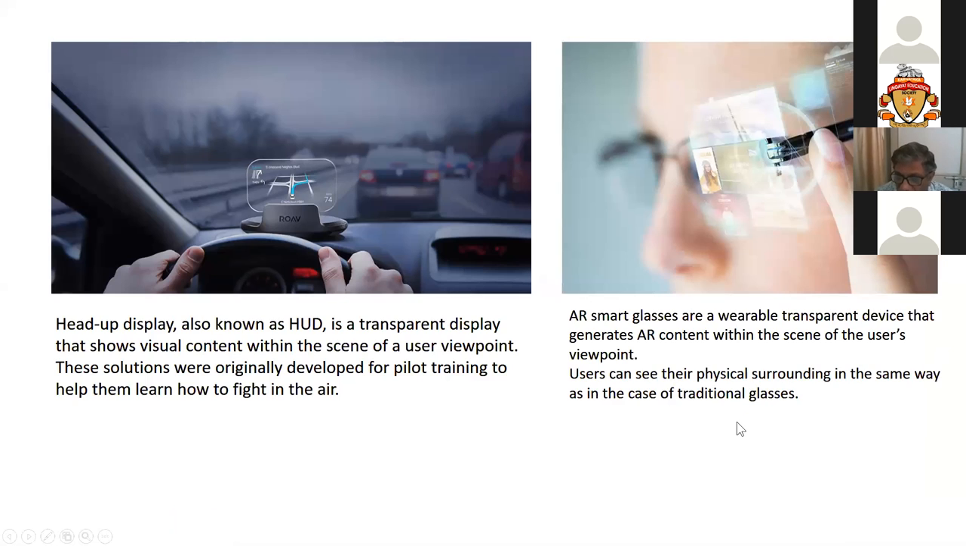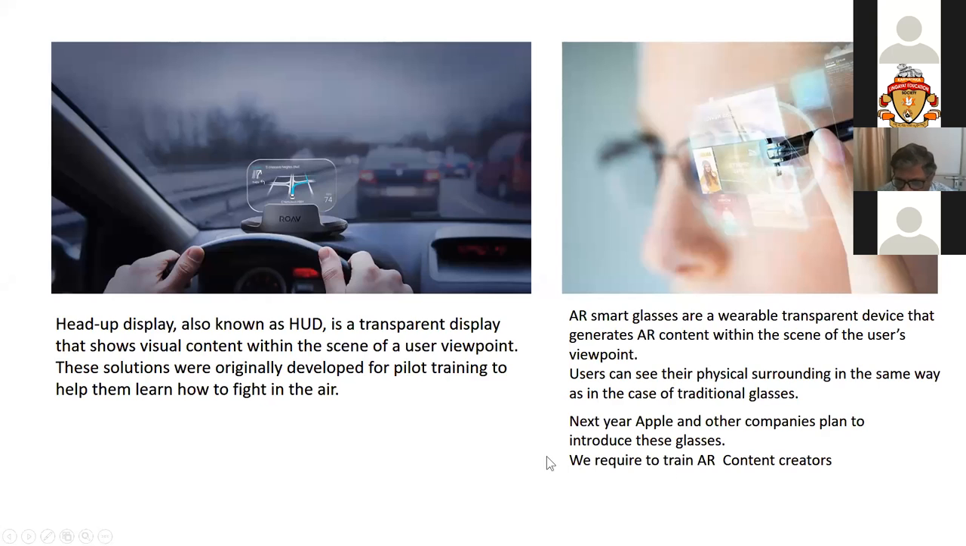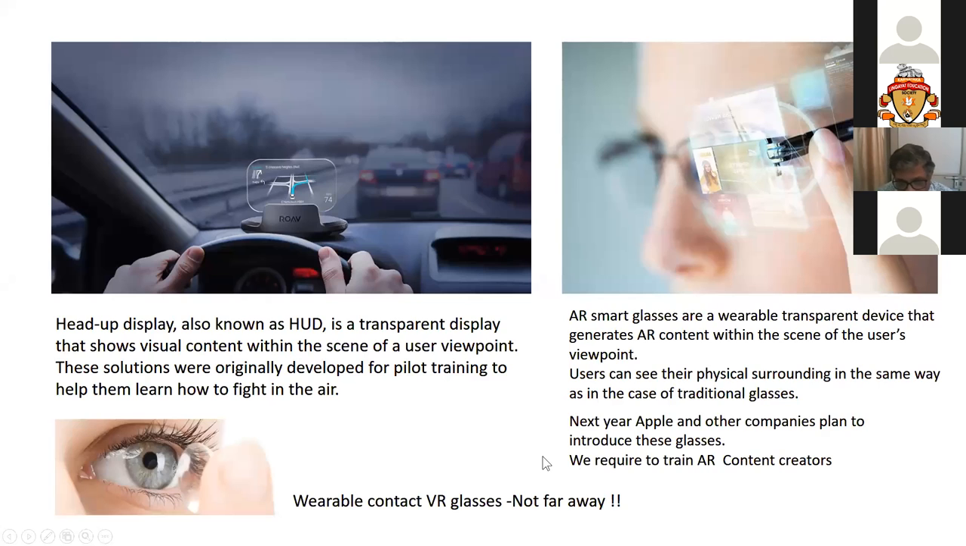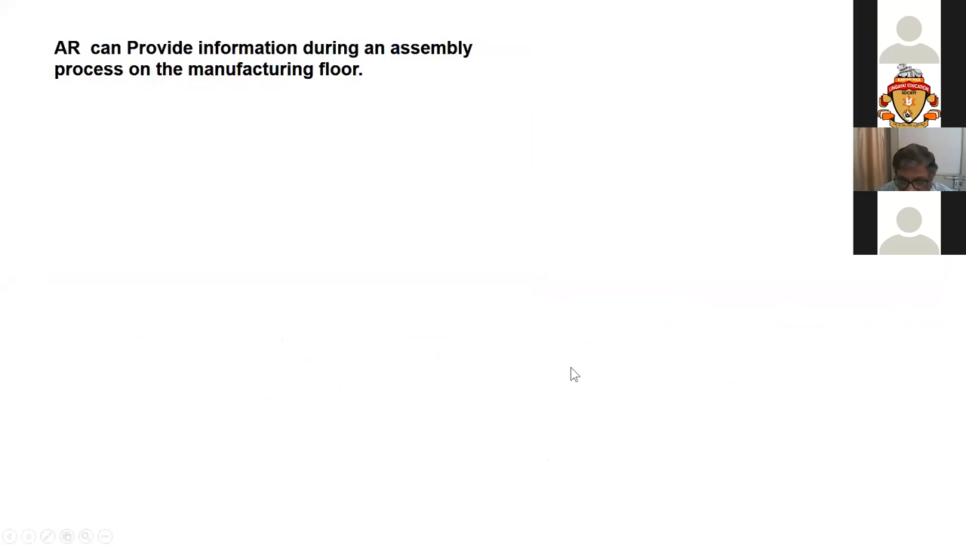So another thing that is going to come up possibly at the end of this year are smart glasses, which everybody wears like regular glasses, unlike the heavy ones that are still at the lab stage. But actually, a lot of work is happening in this area, and very soon, they talk about wearable contact lens VR glasses. These are already happening, and companies are trying to fabricate these things.